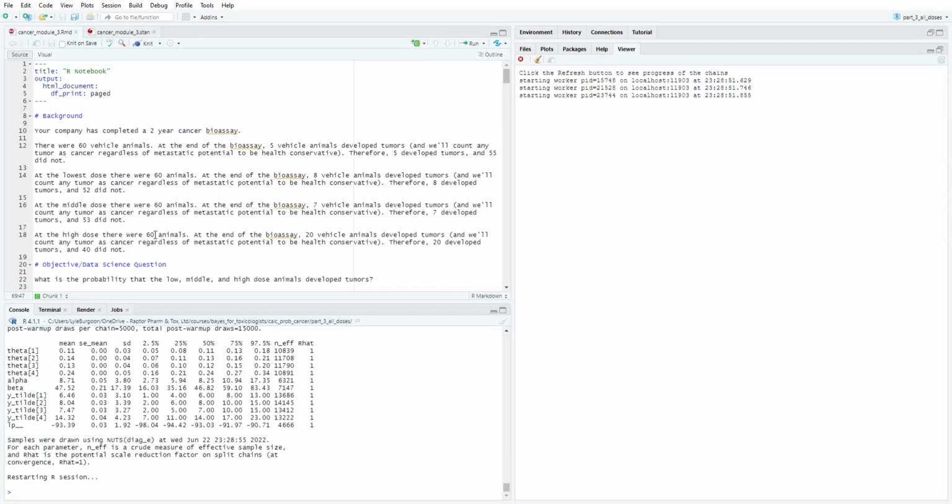All right, we've made it to cancer module number 3. So here we're actually going to look at vehicle. We're going to look at the lowest dose, a middle dose, and a high dose. So this is going to be a rather complicated analysis, right? Again, we're going to be using a lot of the binomial distributions and a lot of beta distributions.